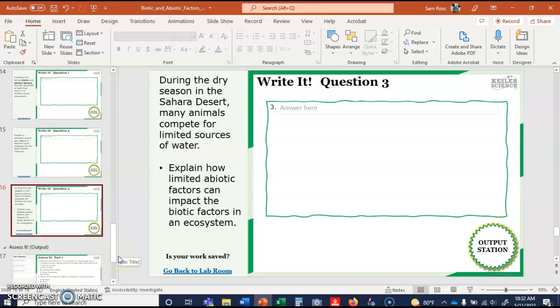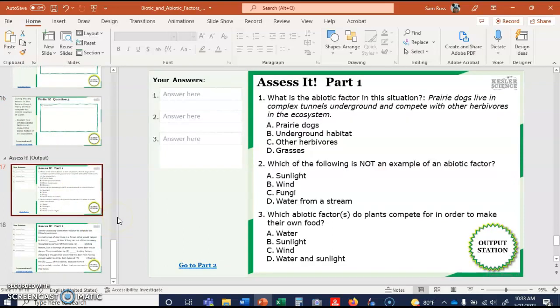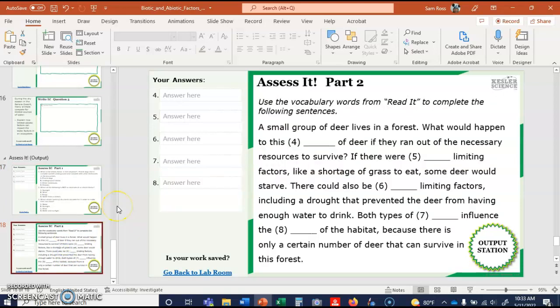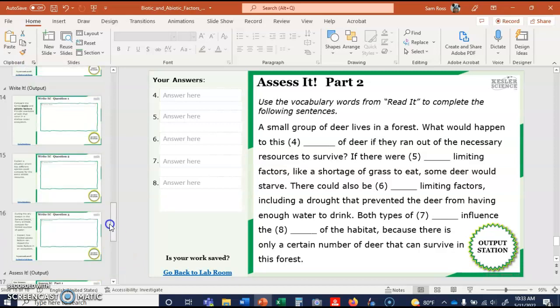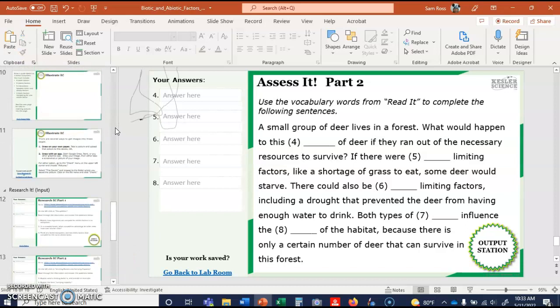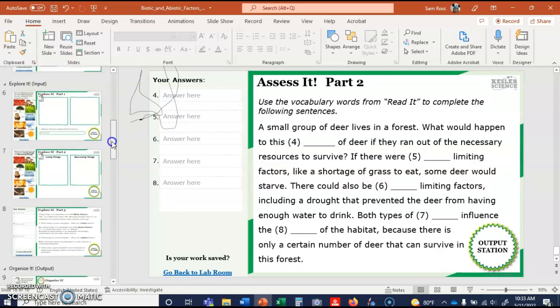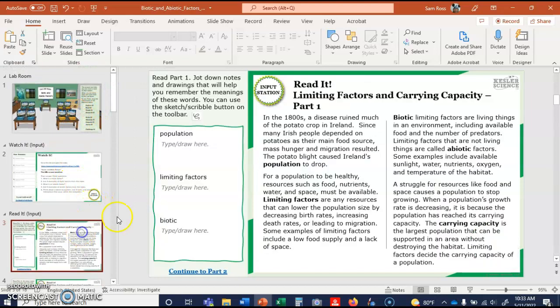And then question 3, it says during the dry season in the Sahara, many animals compete for limited resources of water. Explain how limited abiotic factors can impact the biotic factors in an ecosystem. So water is an abiotic factor. How would that affect the biotic factors, the animals in the ecosystem? Assess it. So these are A, B, C, D questions you'll put here. And then these words come directly from read it, which is up here. Oh, I just wrote all over the place. Sorry. I won't save that.